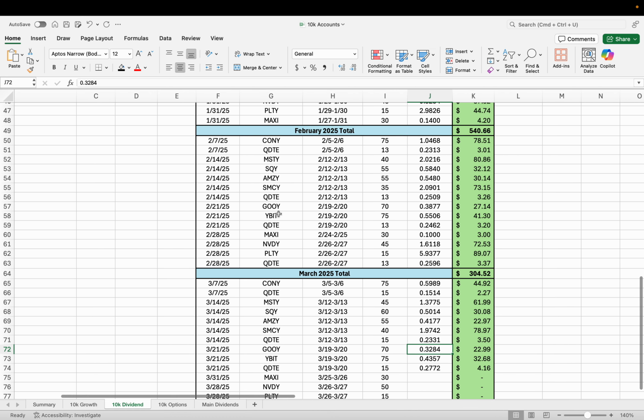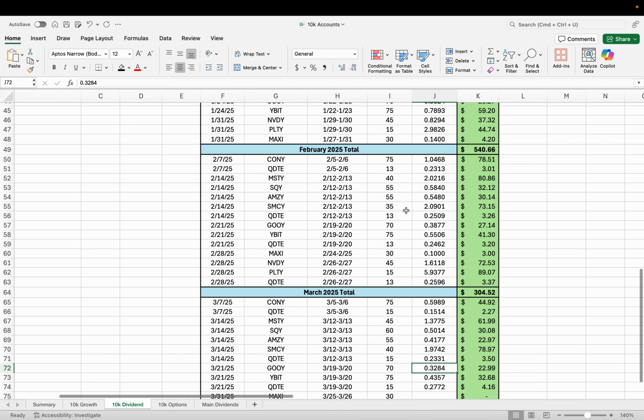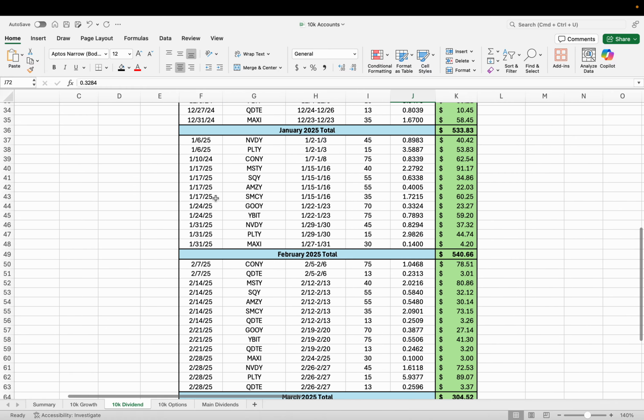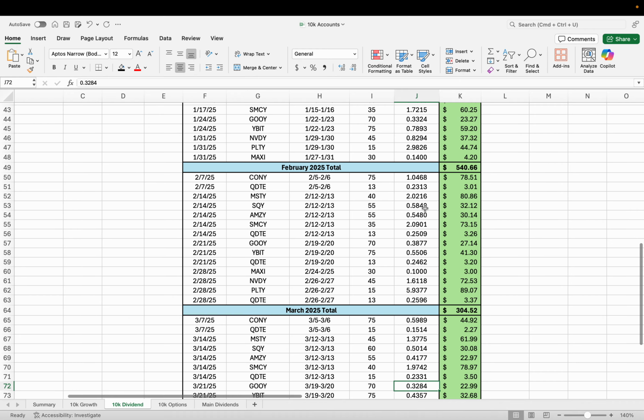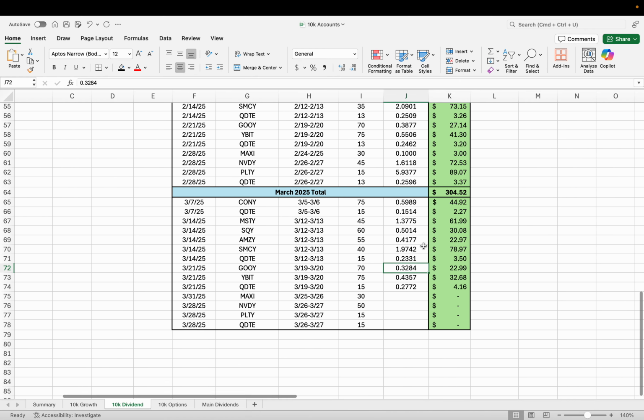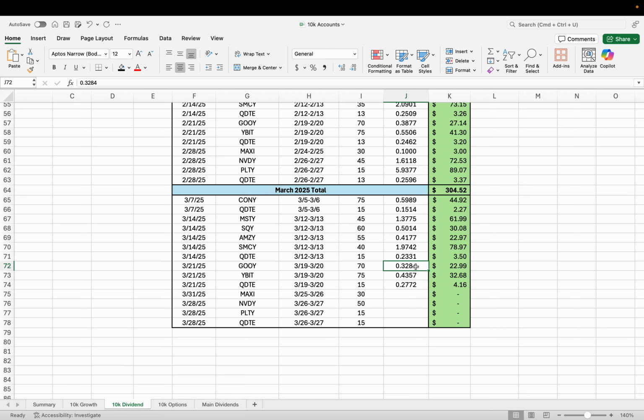Now, if we look up in February, GOOY did pay 38.77 cents per share, so a little bit lower this month. And if we look up at January, GOOY paid 33 cents per share. So 33, 39, back to 33. Okay, so fairly consistent performance from GOOY. That is one of the reasons that it's in this portfolio. They give a reasonable, respectable dividend payment monthly.